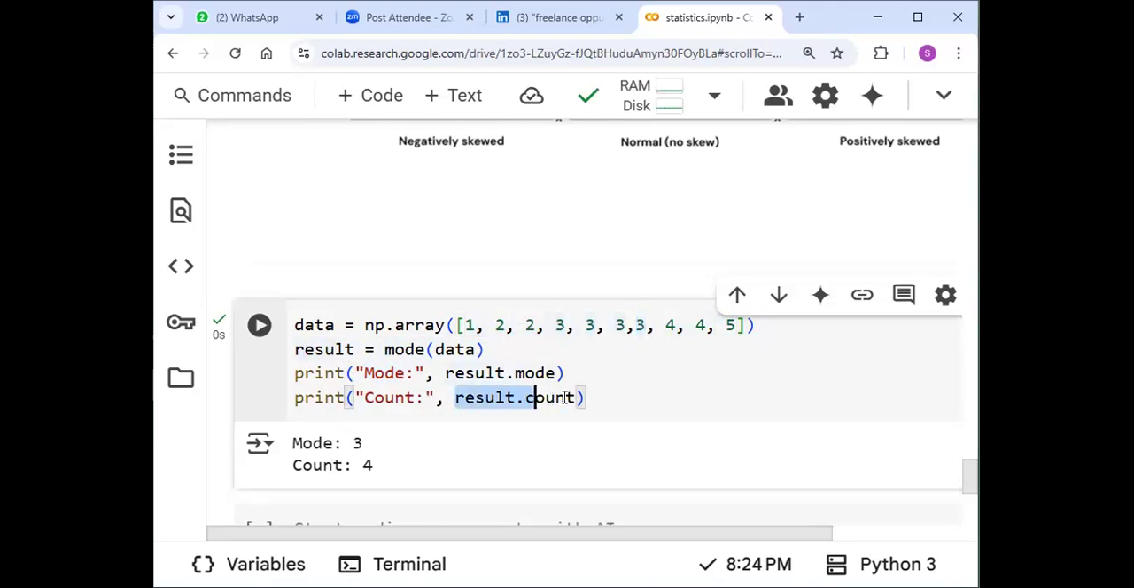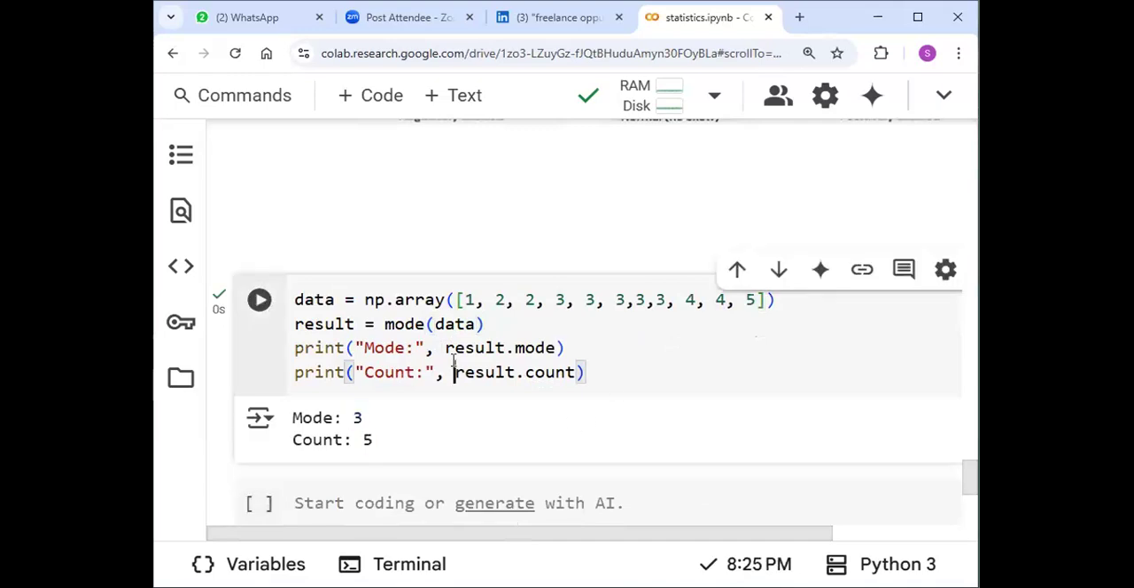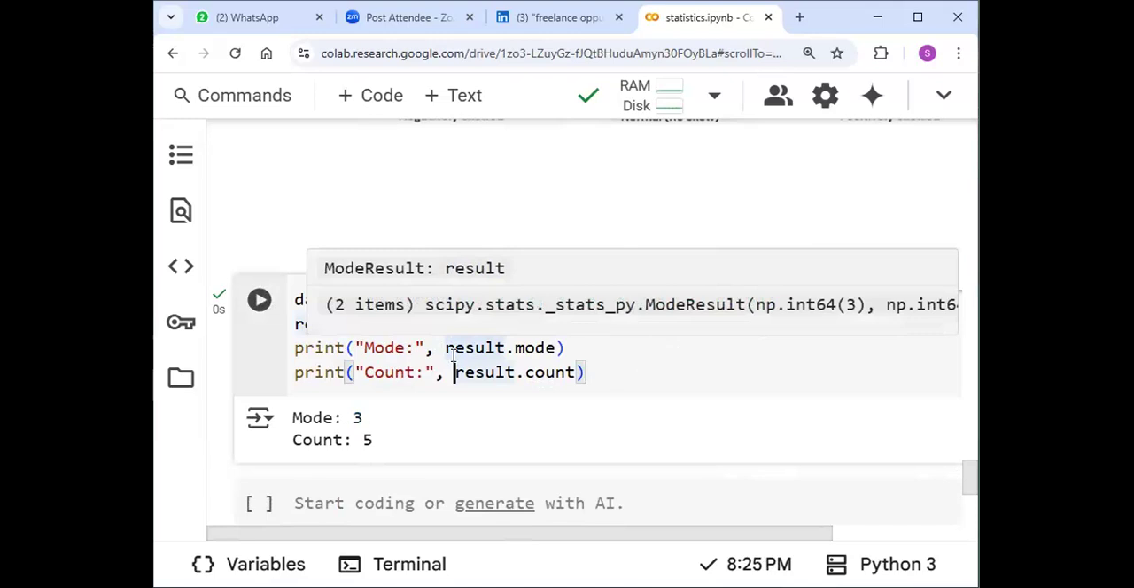If you want to see the count, I can use this attribute to check the count of occurrences. So 3 occurs 4 times. If I add one more, it would display 5. So 3 occurs 5 times. This is to see a single mode value.